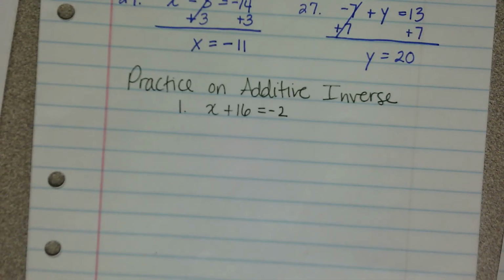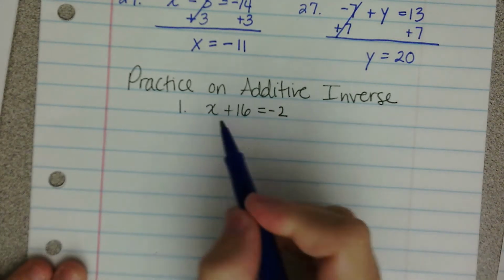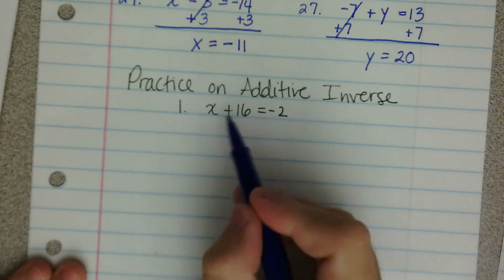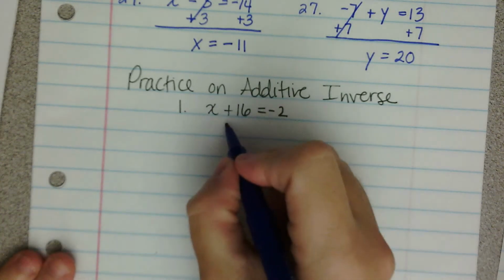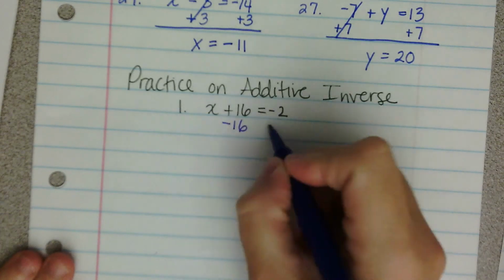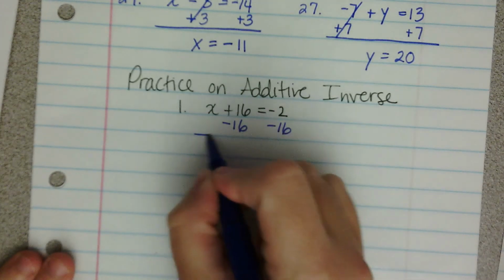Okay, so let's see how you did on the practice. Hopefully it wasn't too taxing for you. The first one, you are solving for x, and to get x by itself, we have to get rid of the positive 16. The additive inverse for a plus 16 is minus 16. So we're going to subtract 16 on both sides of the equals and draw our line.